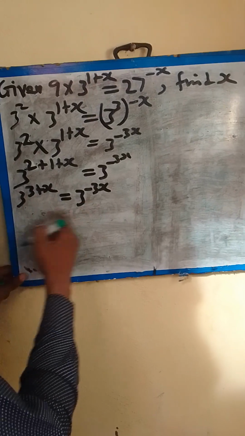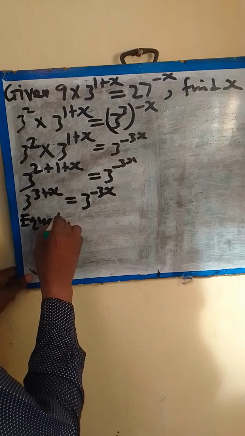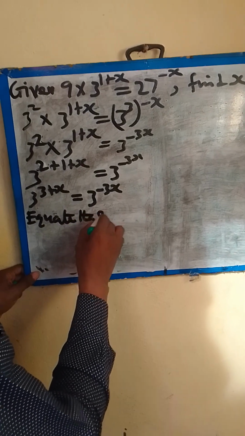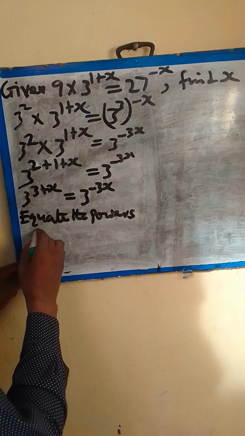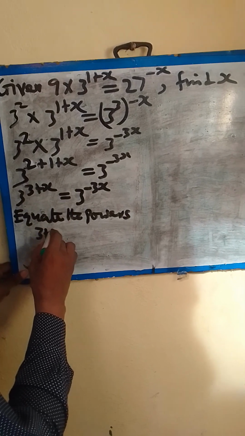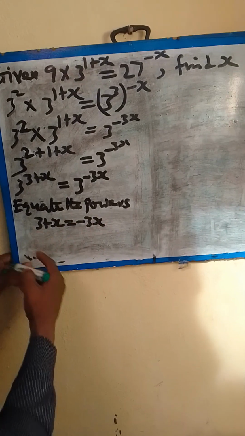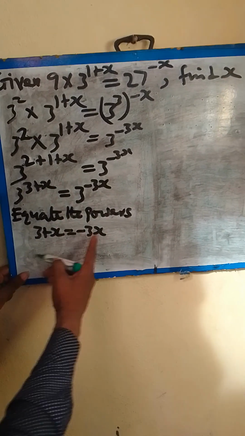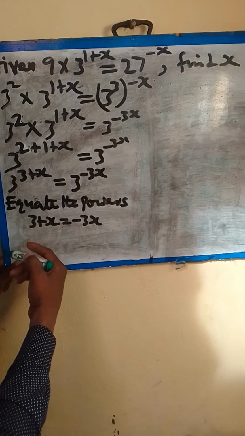When you have a situation like this, you equate the powers. We are equating the powers because the bases are the same. So we have 3 plus x is equal to minus 3x. In this case, we want to make x the subject of the formula, so what we need to do is collect like terms.